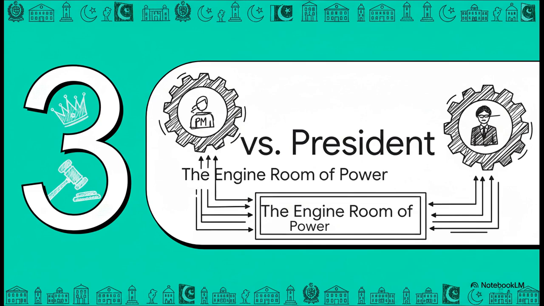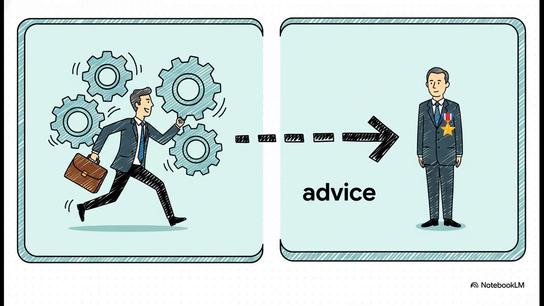In this whole structure, who's actually in the driver's seat? To figure that out, we've got to look at the two most powerful titles in the state, the prime minister and the president. Okay, here's how these roles are supposed to be clearly separated. The prime minister is the chief executive, the head of government. They're the one actually running the federal administration day to day. The president, on the other hand, is the ceremonial head of state.